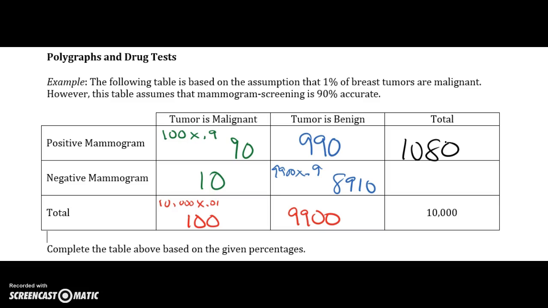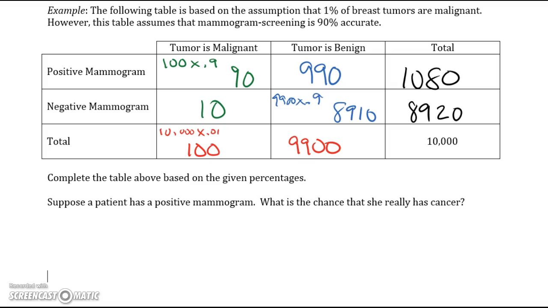In the same way, we can go through and add the values from our second row here, the 10 for the negative mammogram when the tumor was malignant, and the 8,910 when the tumor was benign, and this gives us 8,920. Or we could have taken the 10,000 women that got mammograms and subtracted the 1,080 that we found above. Next, we will use our table to answer the following questions.